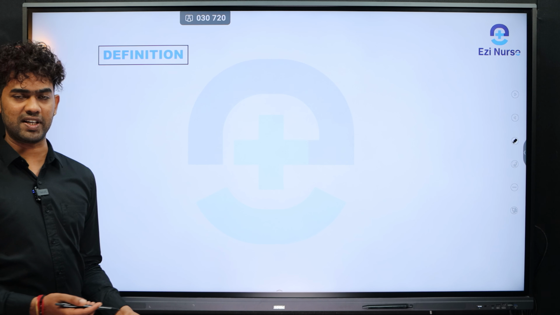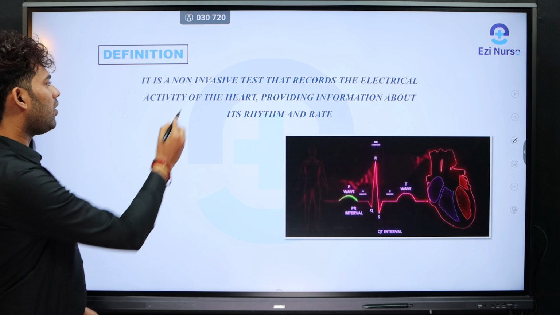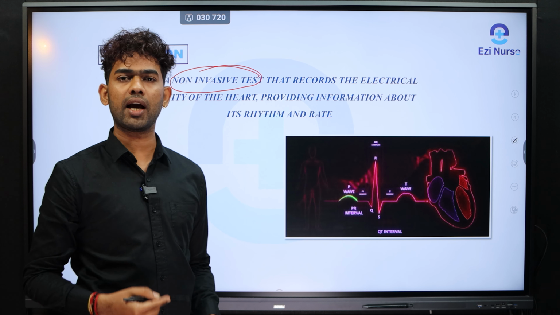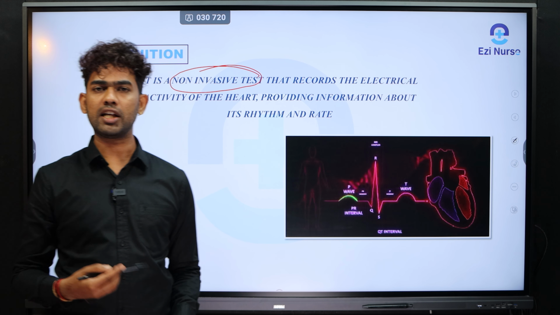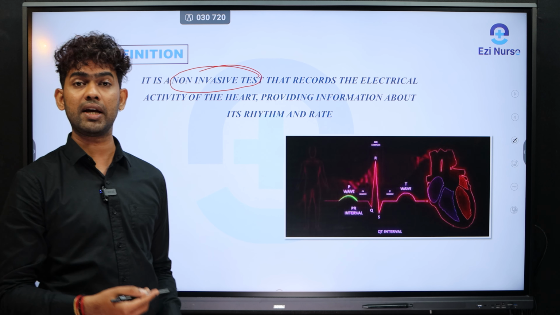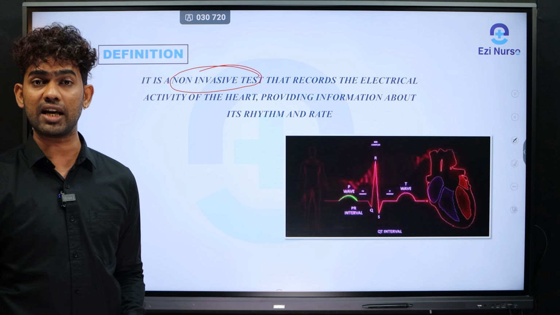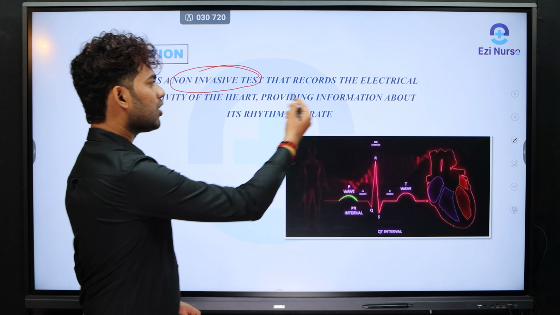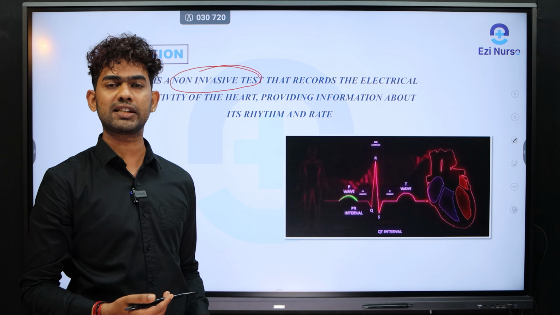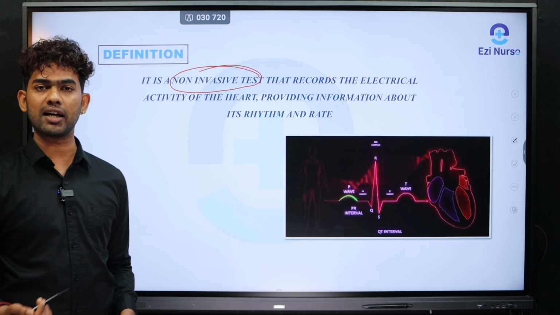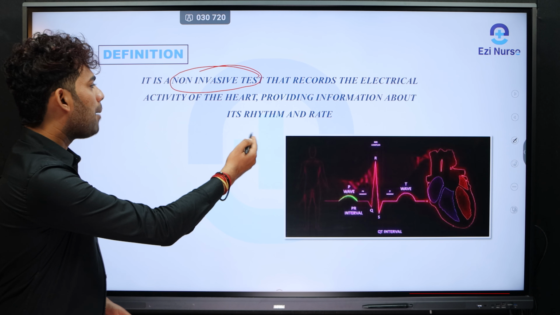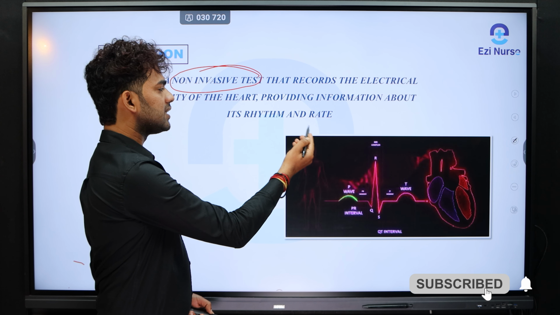The definition of ECG. Yes, it's a non-invasive test. That means we are not inserting anything into the patient's body. There is no surgery, no needles. Instead, we are placing some electrodes over the patient's arms, legs and chest and recording the electrical activity of the heart. So we are collecting the electrical signals from the heart through the ECG machine and converting them into waveforms, providing information about its rhythm and rate.